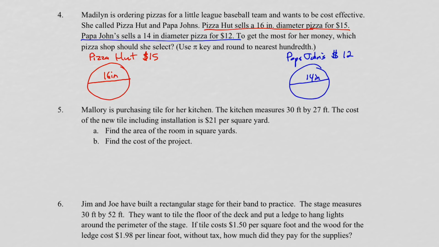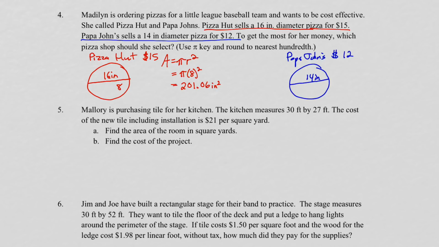But we need to equalize the playing field. We need to level the playing field here so that we can see which one is actually cheaper per square inch. Okay. But they look really close. So let's see here. So the area is going to be pi times radius squared. We know that the radius is 8, which is half of that. And that's going to give us 201.06 square inches of pizza.